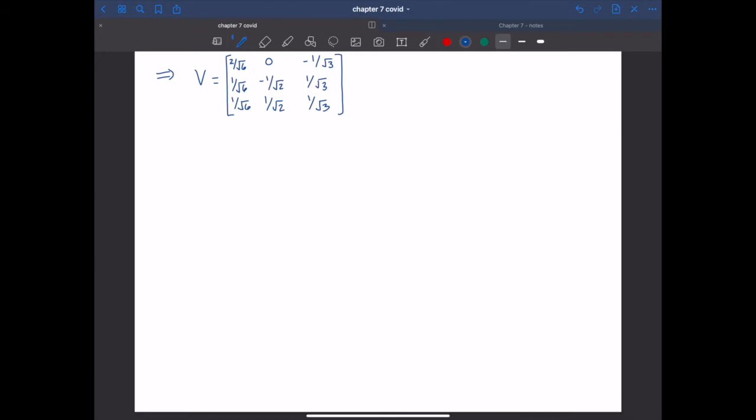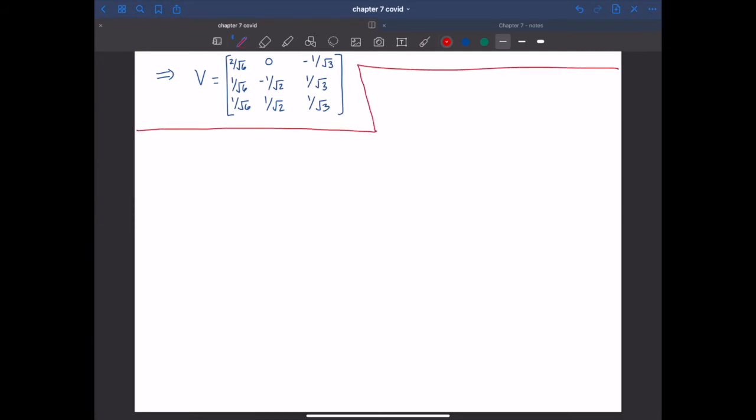All right, so we have our matrix V here. Now, V is an orthogonal matrix, meaning it has orthonormal columns. And again, a quick way to check this is you could take V transpose times V, and you should get the identity. That's another thing you can check just to make sure you haven't made any mistakes.